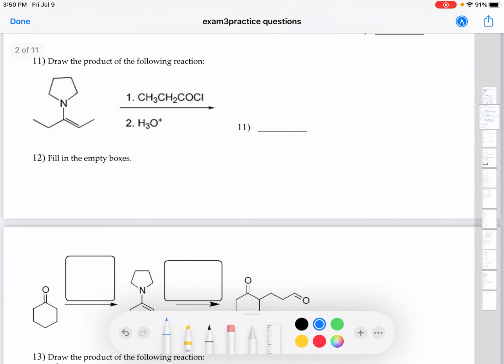Number 11, draw the product of the following reaction. So you are going to react this enamine with acid chloride, propanoyl chloride. So what are we going to do here? Again, we are going to react this one like this. The nitrogen has a lone pair, it's going to form a double bond. So then the double bond that you already have is going to react with the carbonyl group of the acid chloride.